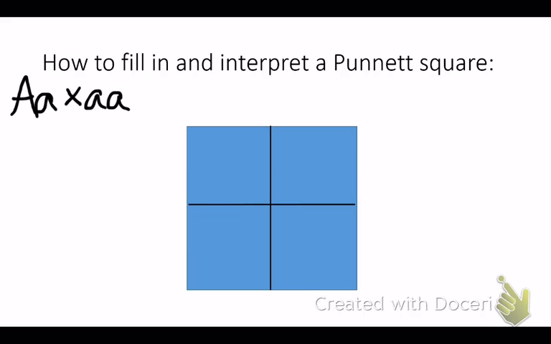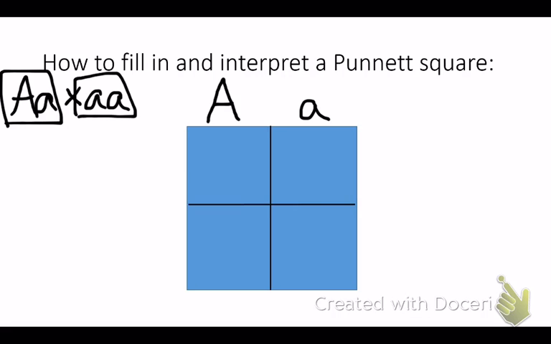Now, what we're going to do is put the alleles for one of those parents over the top of the Punnett square and one to the left of the Punnett square. We're going to separate the letters over the boxes. That was the first parent, and then we're going to put the second parent to the left.